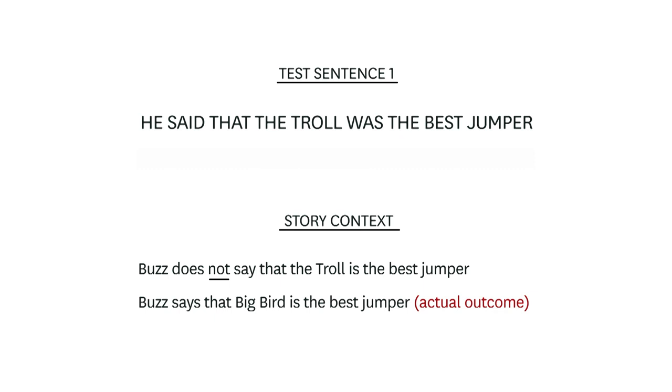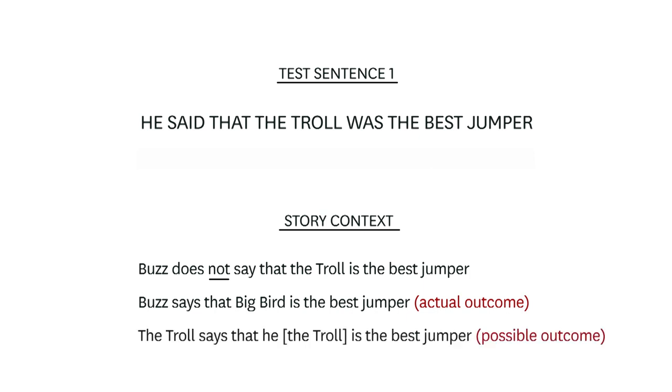If children know that the pronoun he can only refer to Buzz, then they will judge the test sentence to be false. On the other hand, the story is also constructed so that children will judge the test sentence to be true if they do not know the linguistic principle. That is, children will judge the test sentence to be true if children allow the pronoun he to refer to the troll. This is achieved in the story by having the troll say that he, the troll, is the best jumper.